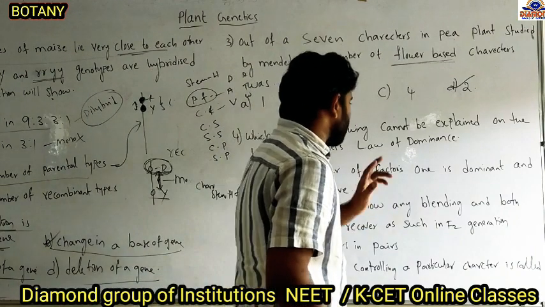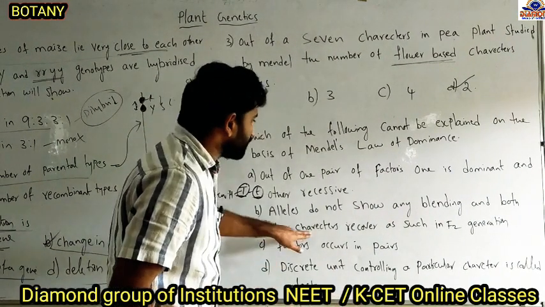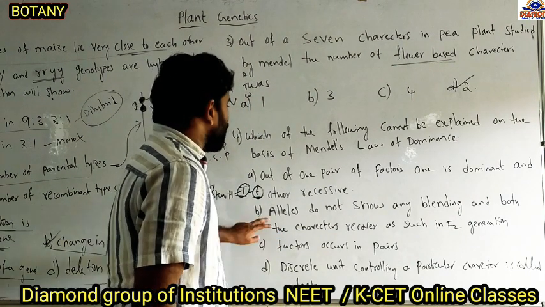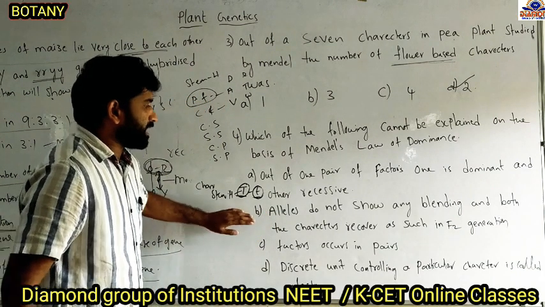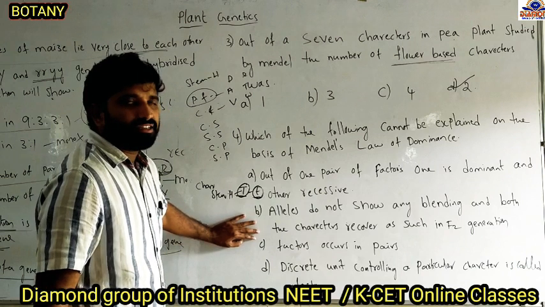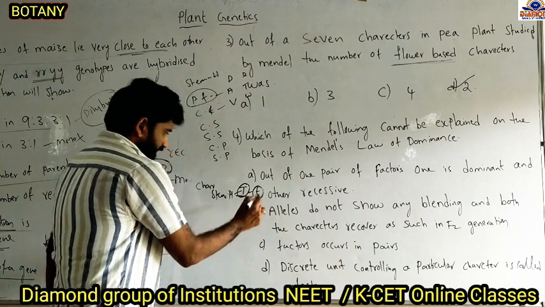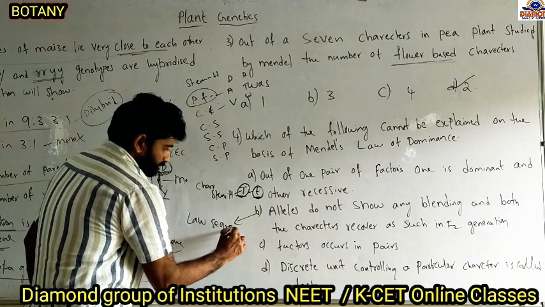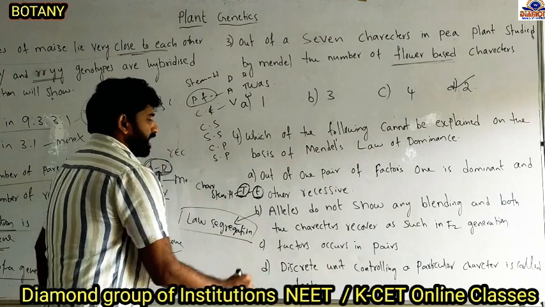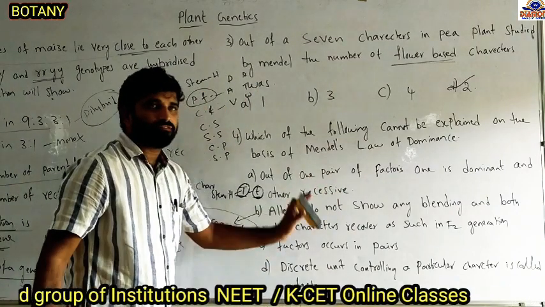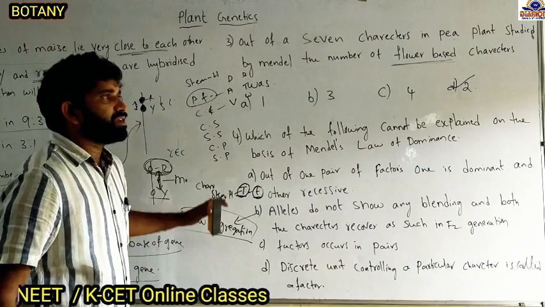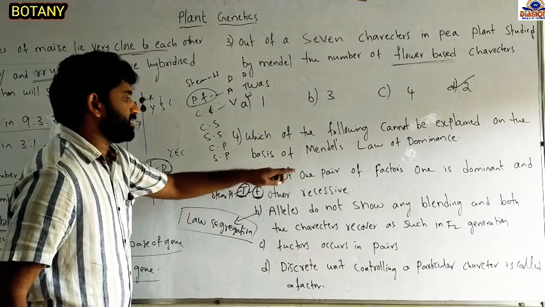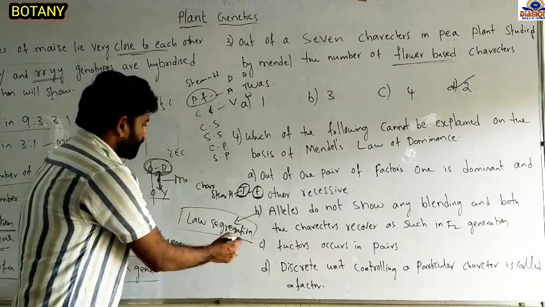Alleles do not show any blending and both of the characters recover as such in the F2 generation. This option D statement represents the law of segregation. So in the law of segregation, alleles do not show any blending. After the completion of the F1 generation, we are going to depend on the law of segregation. So these are the alleles that do not show any blending. We get the characters of both parents in the F2 generation. That is called the law of segregation.